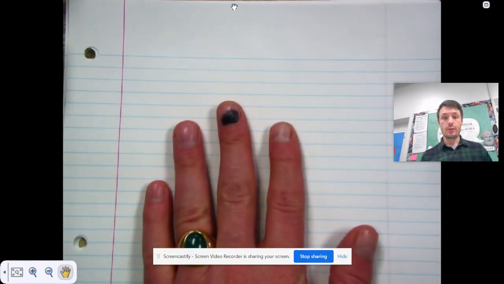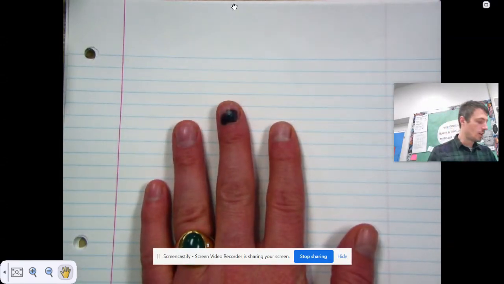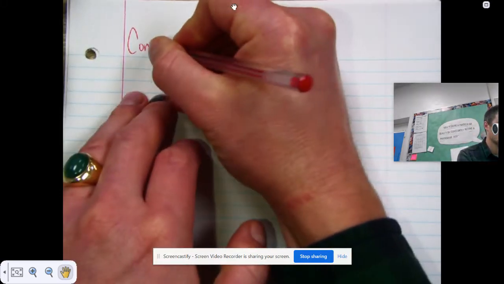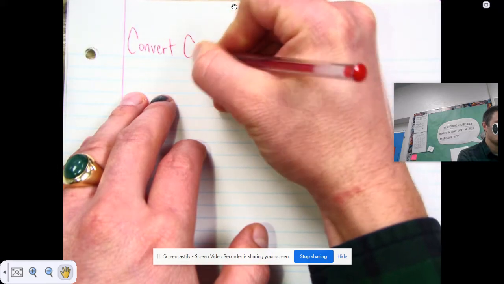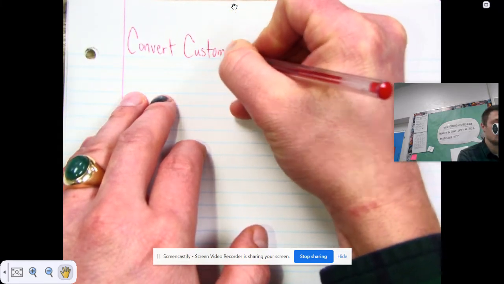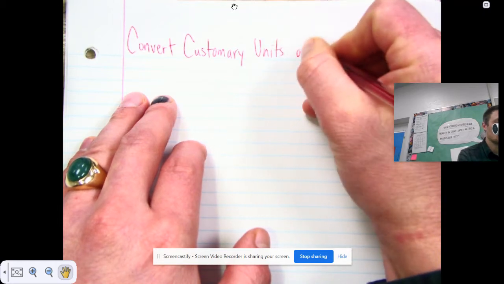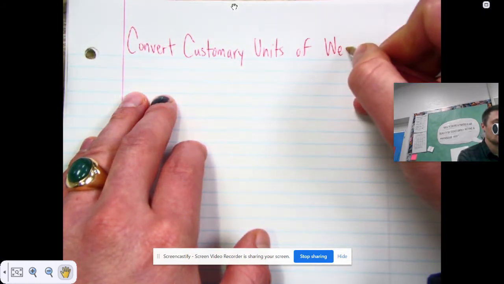Go ahead and open up your math notebook to the next available page, and then at the top of that page, write the title of today's lesson, which is Convert Customary Units of Weight.